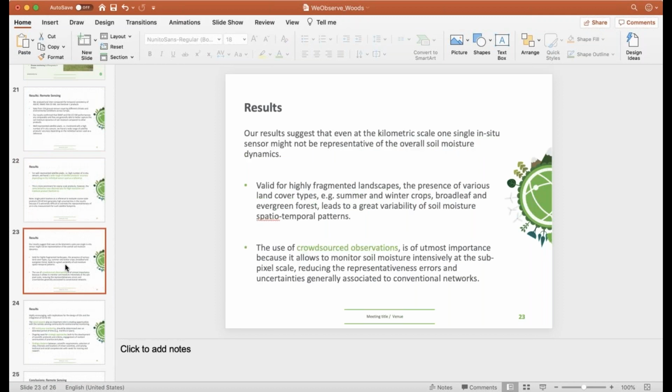Moving on, our results also suggest that even at kilometric scale, one single in situ sensor might not be representative of the overall soil moisture dynamic, and this is especially valid for highly fragmented landscapes. So there's the presence of various land cover types, obviously leading to greater variability of soil moisture spatio-temporal patterns.